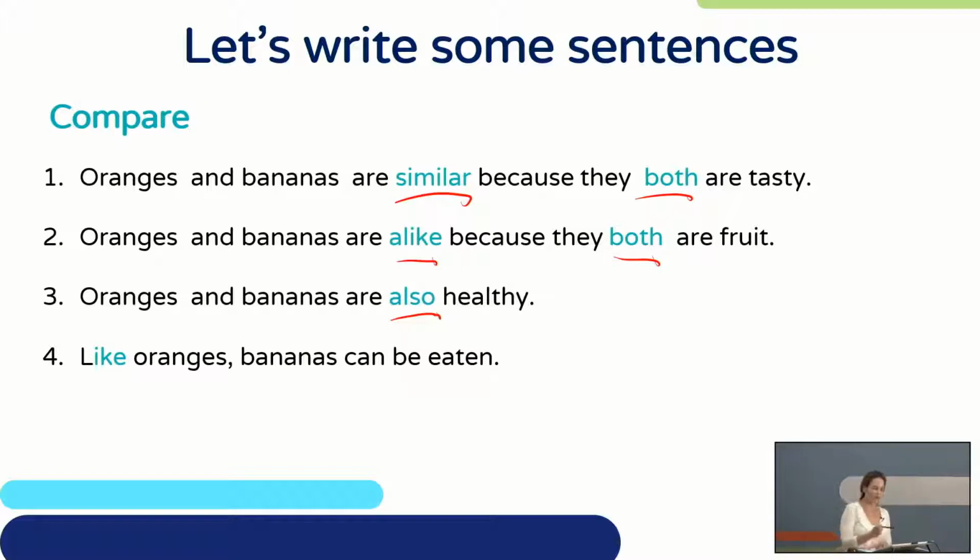And number 4, like oranges, bananas can be eaten. So the word like also shows me that I am comparing things.